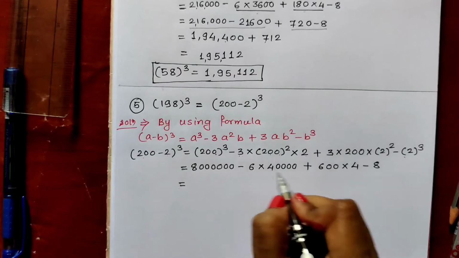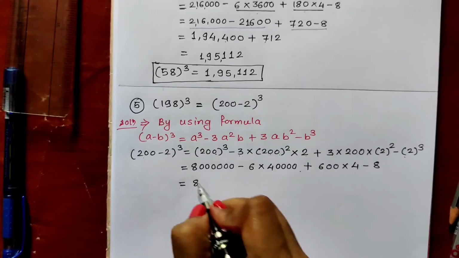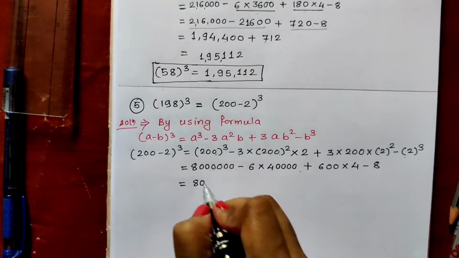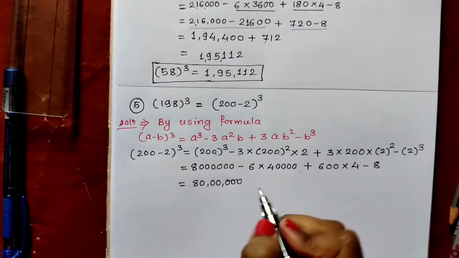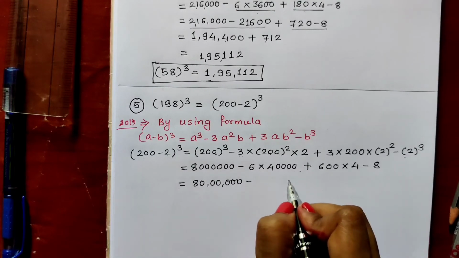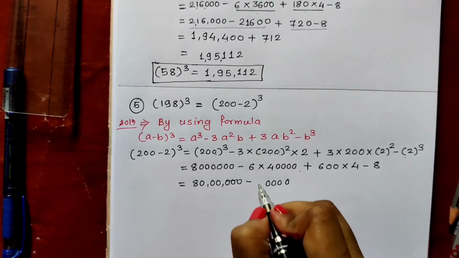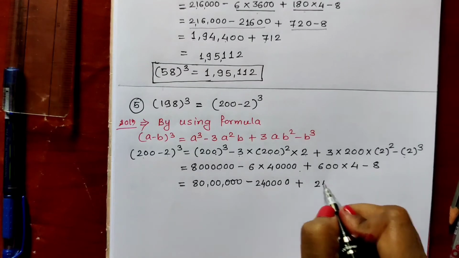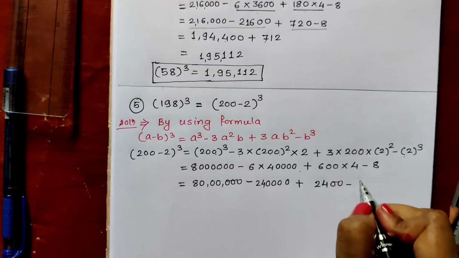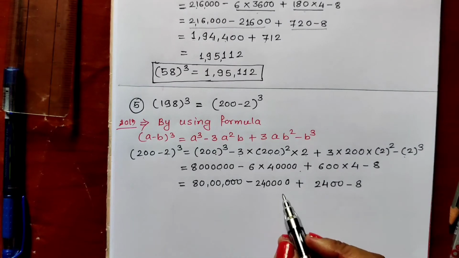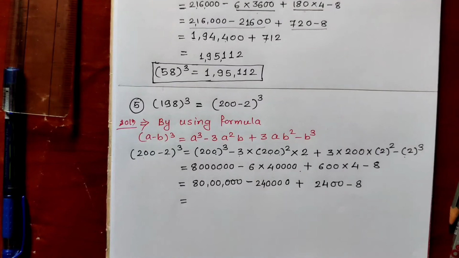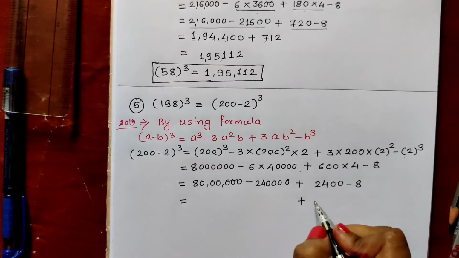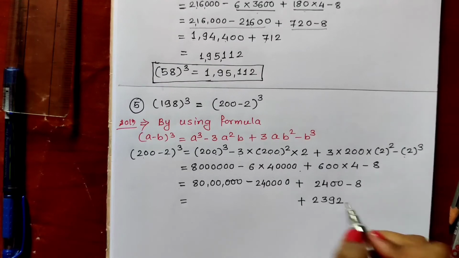Now we will do multiplication first and then we will do addition and subtraction. You need tens, 100, 1000, 10,000, lakh, 10 lakh. So it is 80 lakh minus 6 zeros are 0, 6 zeros are 0, 6 zeros are 0, 6 zeros are 0, 6 fours are 24 plus minus 8. Okay, so we will do this subtraction first, both these subtractions. This subtraction is very easy. 2400 minus 8 means 2392. This you can do orally.